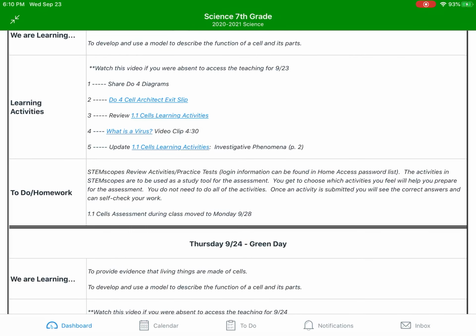And I did put a note about STEMscopes just to remind you that that's available, how to get your login information, and that the activities are used as a study tool. You get to choose which activities you feel will help you prepare the most. You don't have to do all of the activities. And once an activity is submitted, you'll see the correct answers and you can self-check your work to see how you're doing. All right, that's it for what we did today.